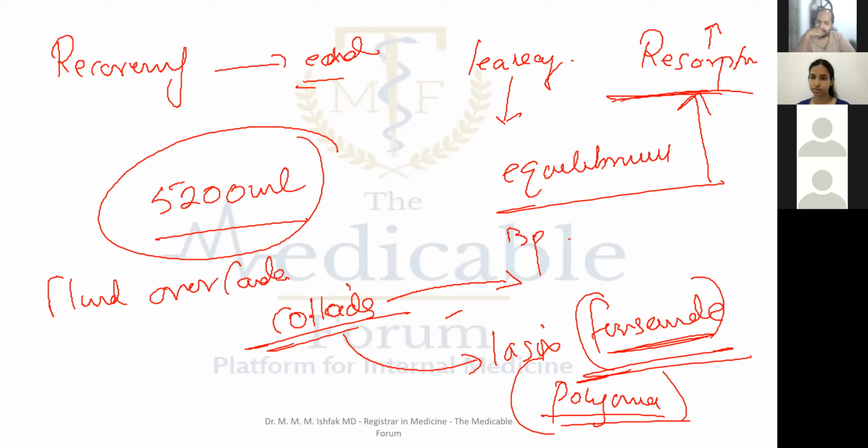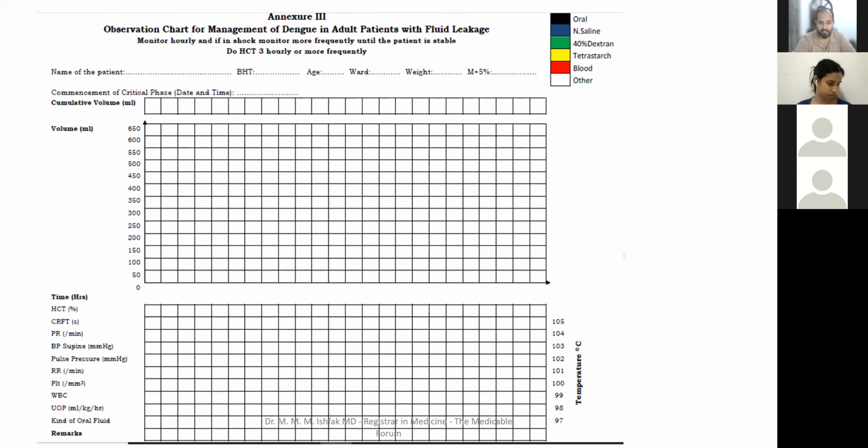A question. During the red chart, if you transfuse blood, does it count for the maintenance and the 5% deficit? All right, that is a very good question you asked. I actually forgot to mention that. Let's say at this point you gave blood. Let's say you gave 250 cc. Now the patient is in shock, and you gave 250 cc over 1 hour.